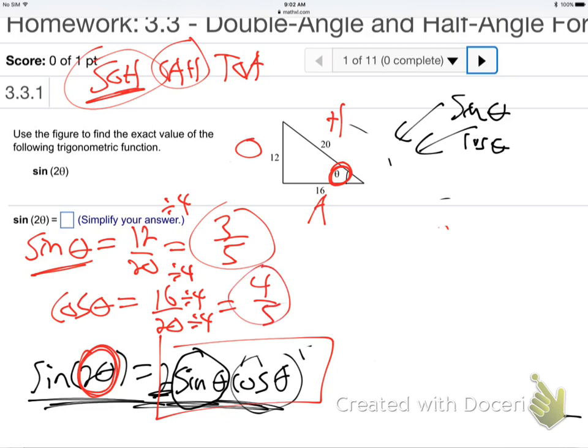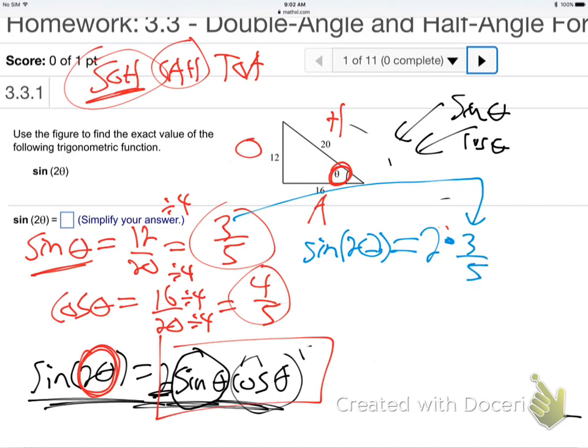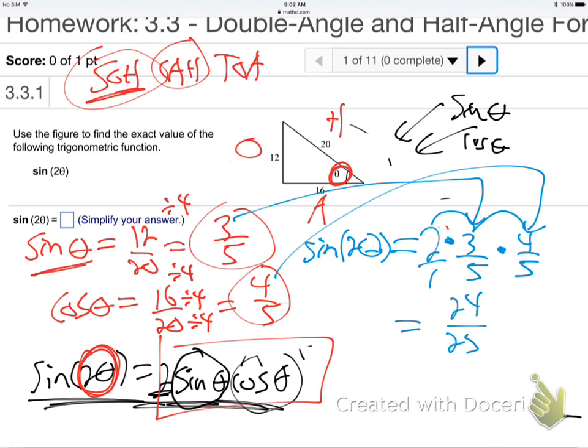So, putting it all together then, what's the sine of 2 theta? It's going to be 2 times the sine of theta, 3/5, times the cosine of theta, 4/5. We good with that? That makes sense. Put this over 1. Multiply those together. 2 times 3 is 6, times 4 is 24. On the bottom, 5 times 5, 25. So we got it. 24/25ths?